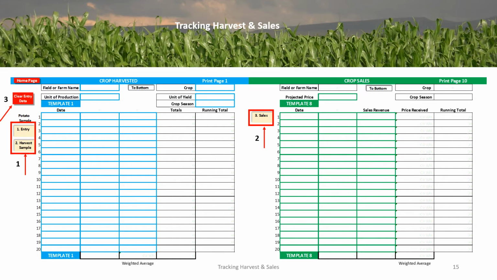When first opening up the Tracking Harvest and Sales tab, note the yellow activation buttons, next to 1 and 2, that populate a sample of how entries are done and the statistical data you need. Once you are familiar with how it's done, activate the Clear Entry Data button next to 3, so all entry cells are empty before you begin to put in your own data.